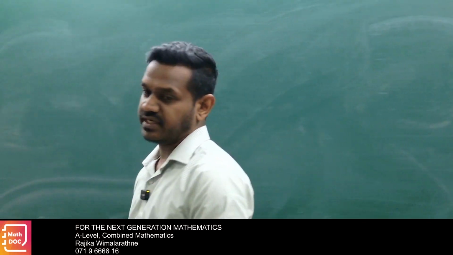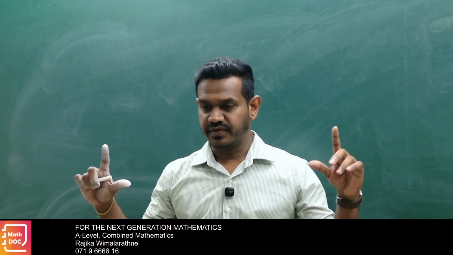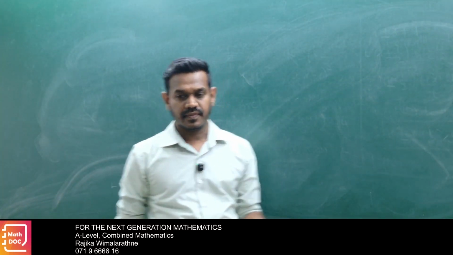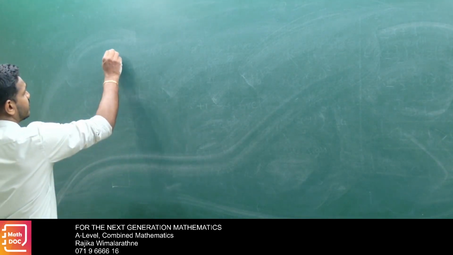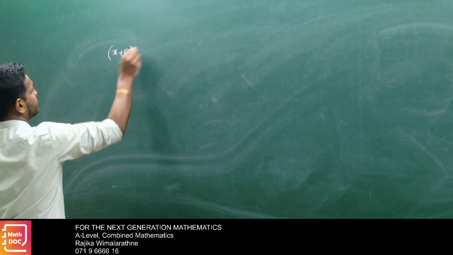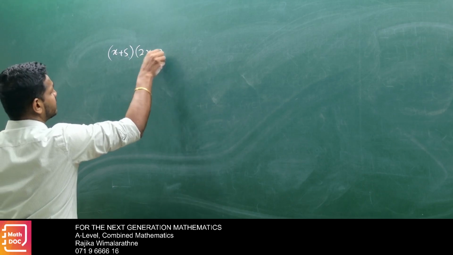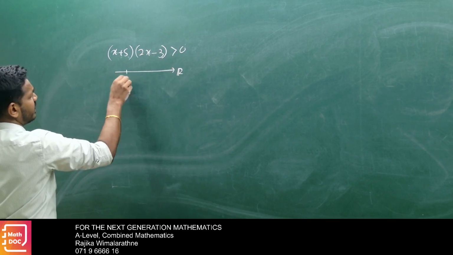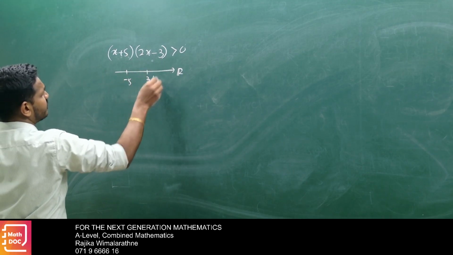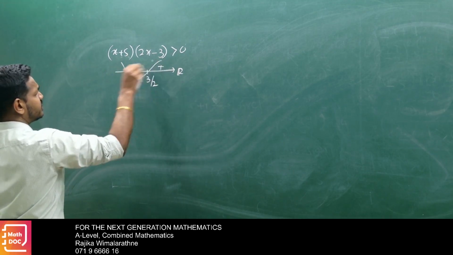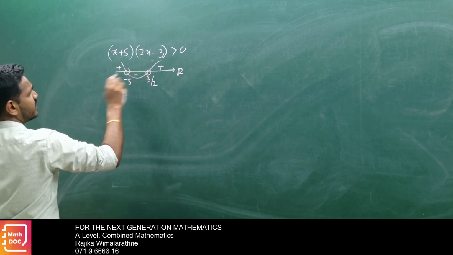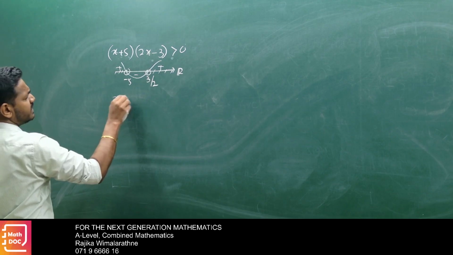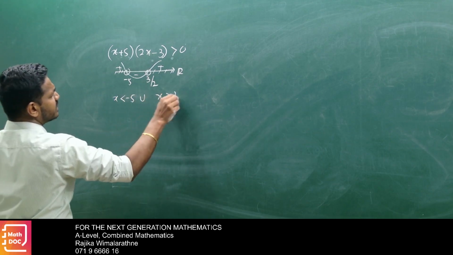Okay, let's do another 2-3 examples. Do with me. x plus 5, 2x minus 3 greater than 0. Here 0 value minus 5, 0 value 3 over 2. Positive, positive, negative. The positive region is here and here. x less than minus 5 union x greater than 3 over 2.